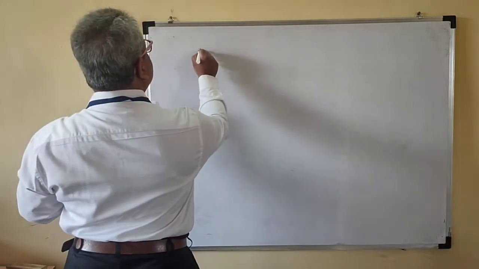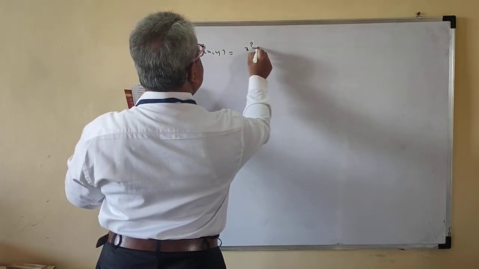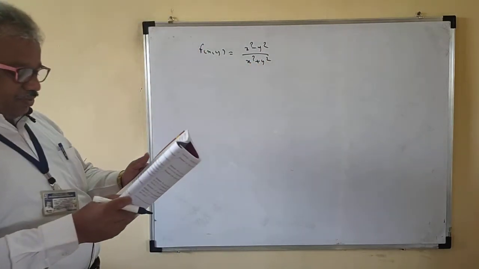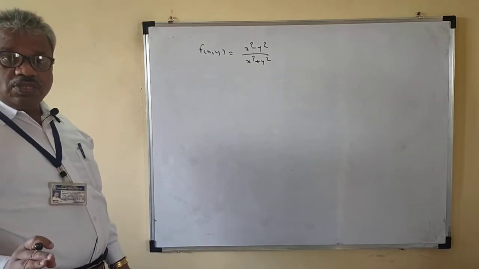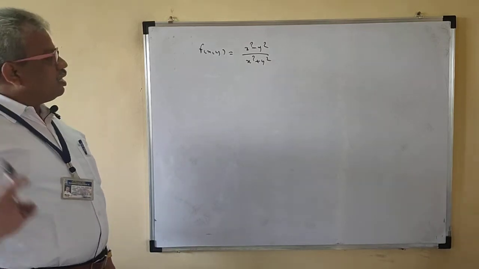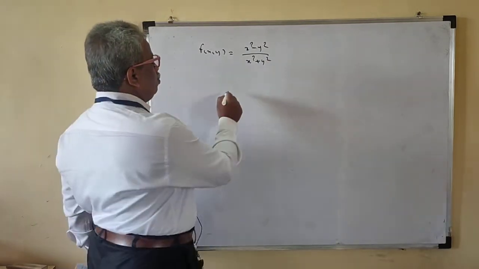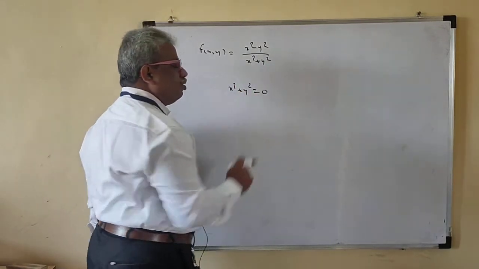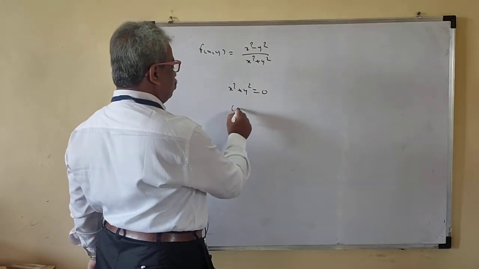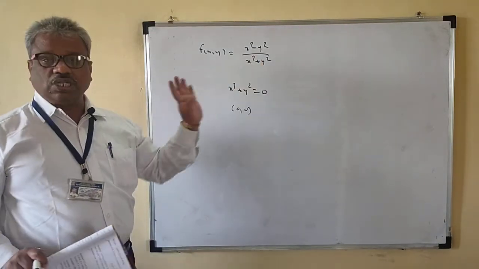Now suppose we have this function f(x,y) = (x² − y²)/(x² + y²). Is it continuous? When we say that a function is continuous, it means it is continuous at all points. So if there is a numerator and denominator, look at the denominator. If x² + y² is 0, this happens only at (0,0). That means at (0,0), this function is not continuous.